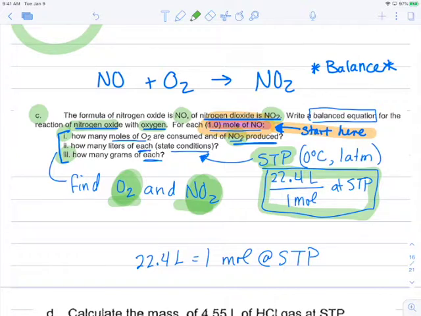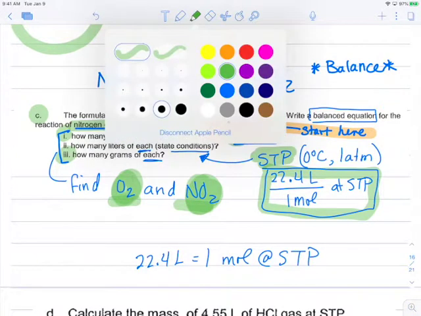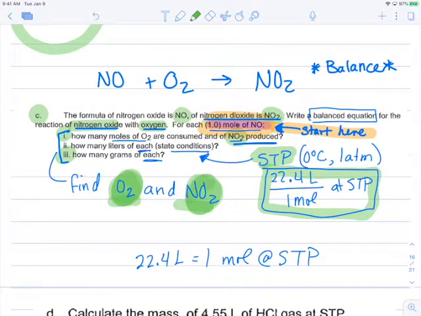Where people get stuck on number 3 a lot is they will try to use number 2 to go into number 3, but you're actually going all the way back to number 1, because number 1 gave you the moles, and then you just want to do a mole to gram conversion using that molar mass. Again, you're going to do it for both oxygen and for NO2. So for all 3 of these, you need 2 answers, one for oxygen, one for NO2. So any questions on this part C here?